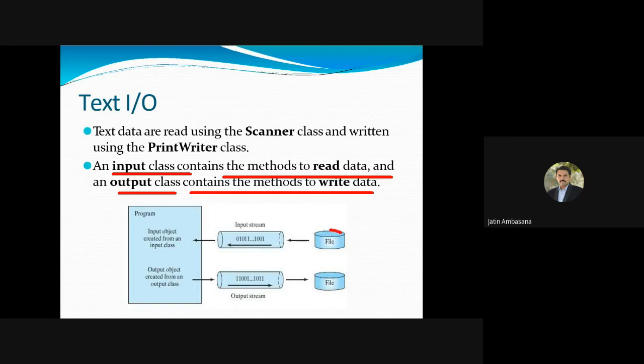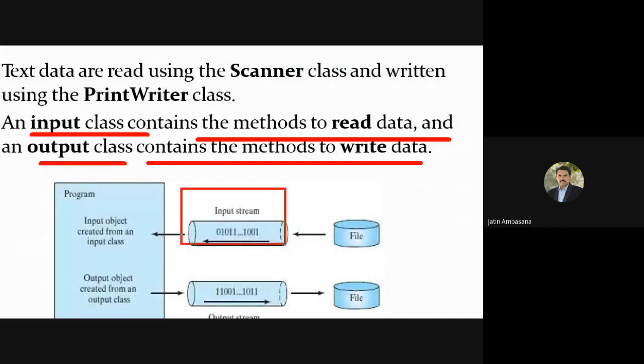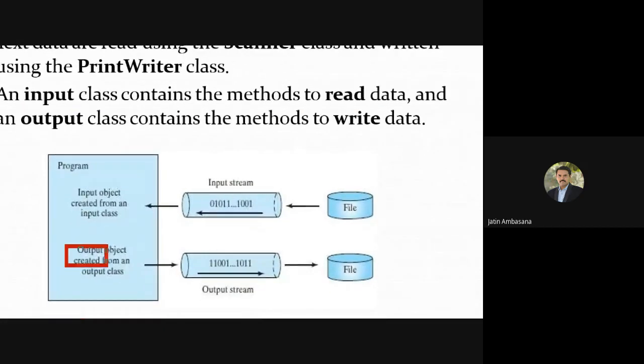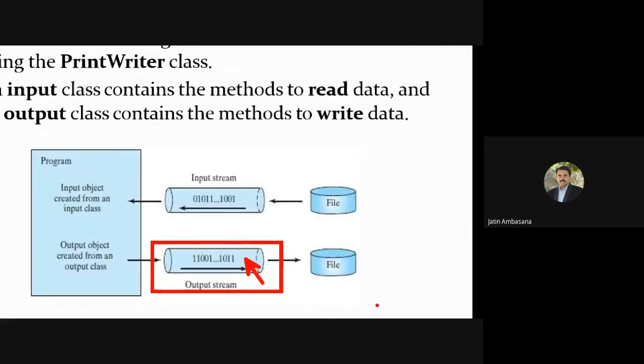So if a file is there, it is read using an input stream. A file is always read using an input stream in the form of bytes, right? So an input object is created from an input class, and similarly an output object would be created which would write the data into the file using an output stream in the form of bytes.